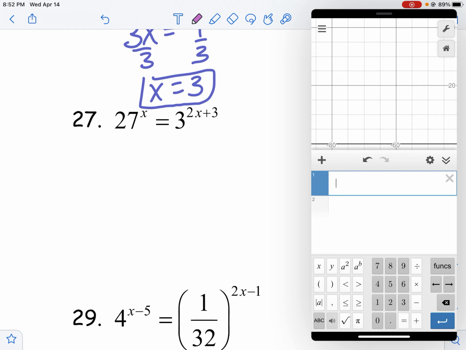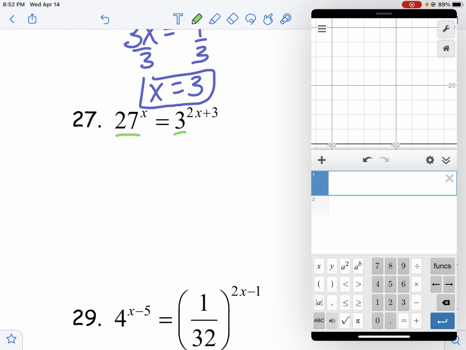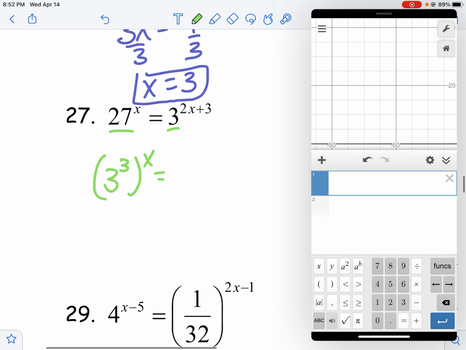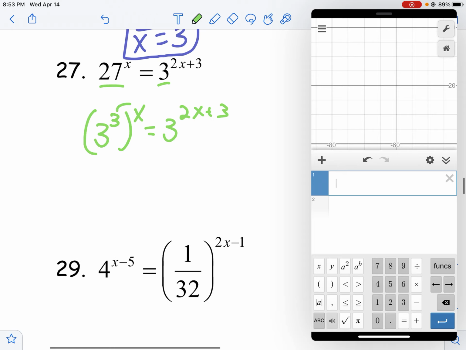All right, 27. Another, maybe a little bit trickier one. 3 and 27, how are they related? That's what you need to ask yourself, because they're not the same base, but we can make this 27 into a 3 by saying that's 3 cubed. 3 cubed is 27, so it's still raised to the x. And then on the other side, we have 3 to the 2x plus 3.